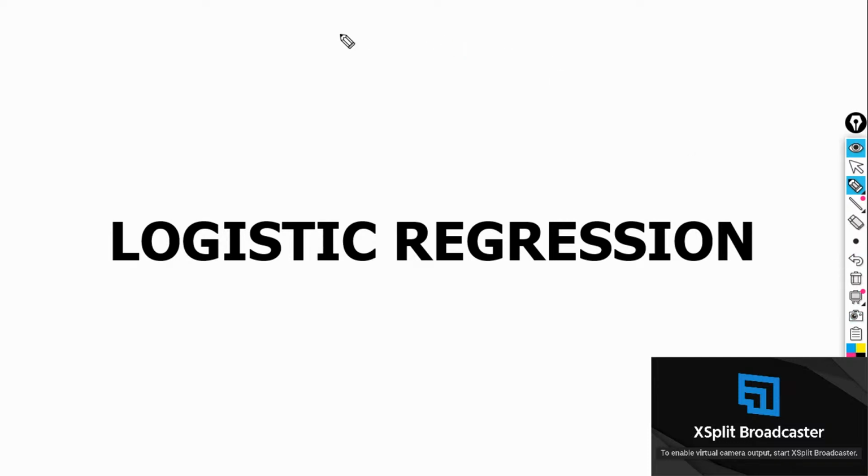So, let us recap, friends. Machine learning is classified into three types. What are the three types that we are aware of? It is broadly classified into three types: unsupervised learning, supervised learning, and reinforcement learning.